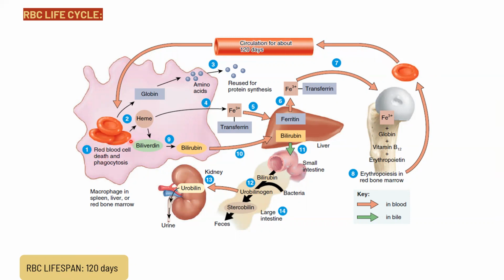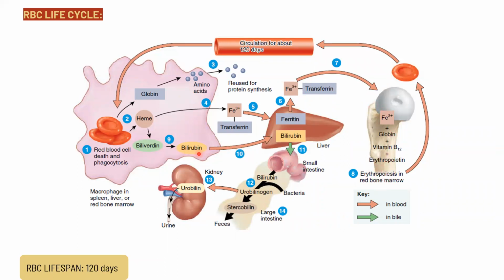And when the RBC dies and is phagocytosed, the globin and heme would be recycled. Globin is broken down into amino acids for reuse in protein synthesis. The iron would also be absorbed and used again for the making of RBC in erythropoiesis.